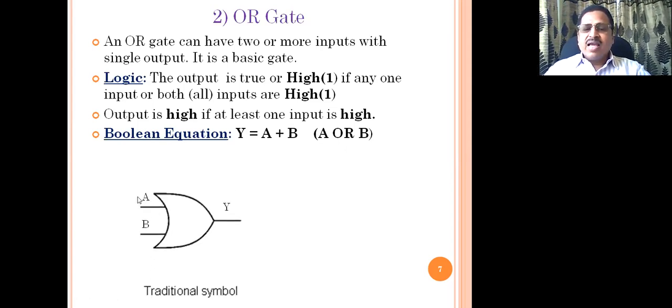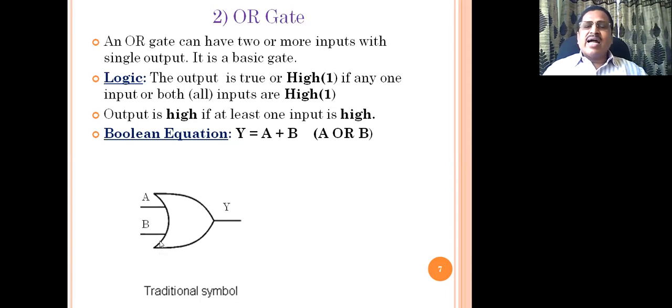The symbols A and B are inputs, Y is the output. See the curve attached with the two inputs, then the two curves meet at a common point, and one more wire is attached to get the output. So here the symbols A and B are inputs, Y is the output, as is usual symbol to represent the logic gate OR with the two inputs.